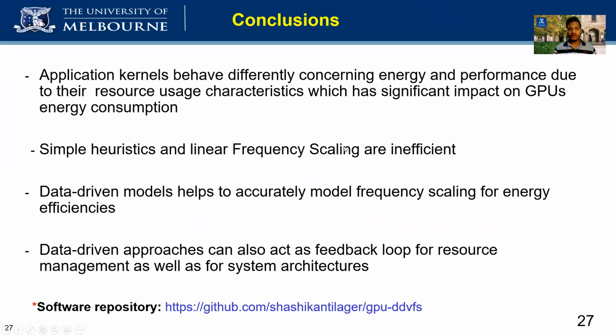To conclude my talk, application kernels in graphics processing units behave differently even with the same clock settings. This is mostly to do with their resource usage characteristics. Not all applications will perform better by simply increasing the frequency of GPUs. And existing solutions like linear frequency scaling as well as heuristics are inefficient at accurately identifying the best frequency of an application. Whereas data-driven models help to accurately model the frequency scaling.